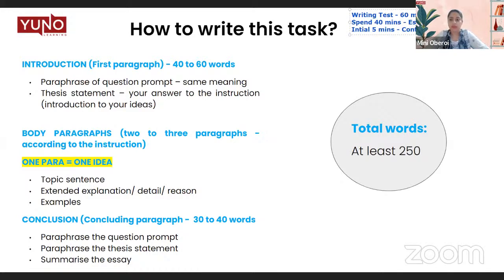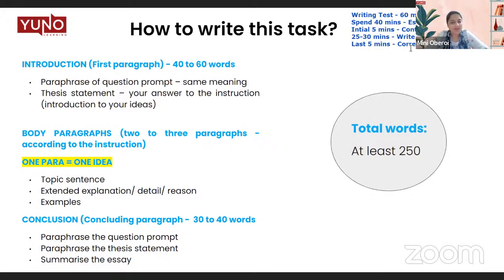So what should we do here? We try to do content generation for the first 5 minutes. After that, you may write the task within 25 to 30 minutes. You should not take more than 30 minutes in writing the essay. And after that, spend the last 5 minutes on correction. Yes, these 5 minutes at the end are extremely important.